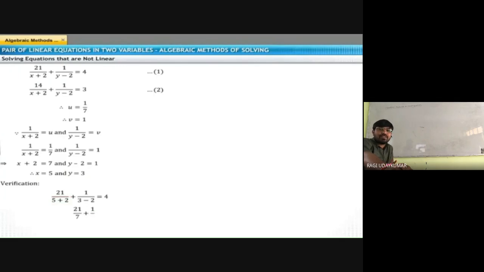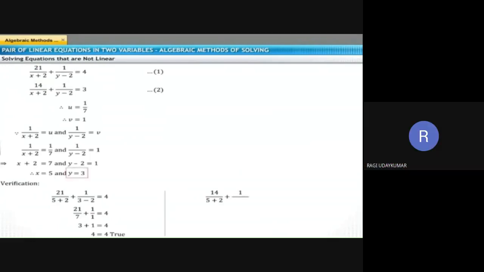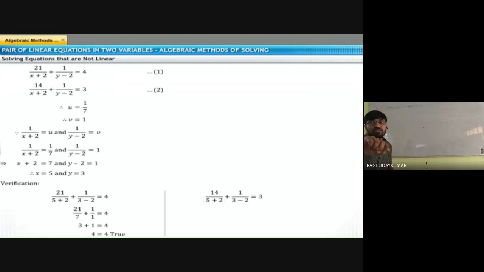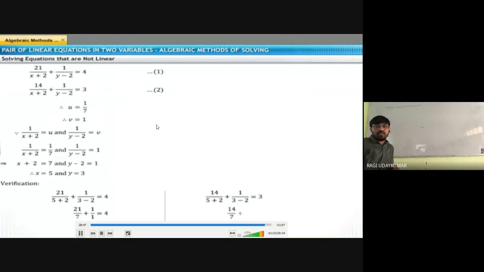You may have doubts: if we do not find the same expression in both equations, what to do? No, mostly the equations will be given to you like that. Don't consider the first equation by 1 by x plus 2 and the second equation by something else. Okay, did you understand?